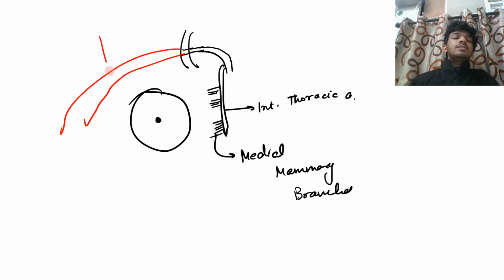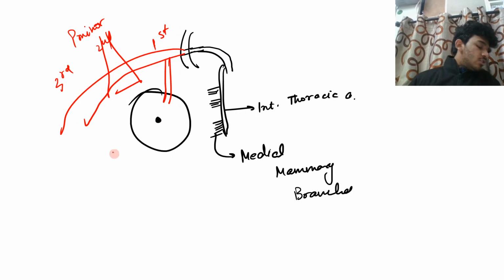Now, your axillary artery is divided by a muscle known as pectoralis minor into three parts: first part, second part, and third part, right? The first part gives a branch known as the superior thoracic artery.